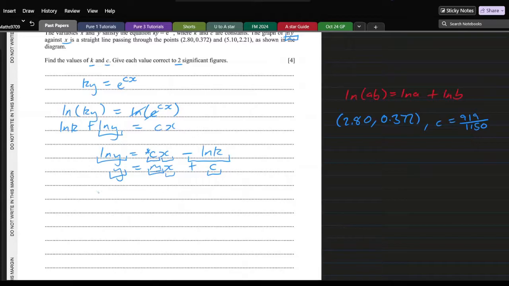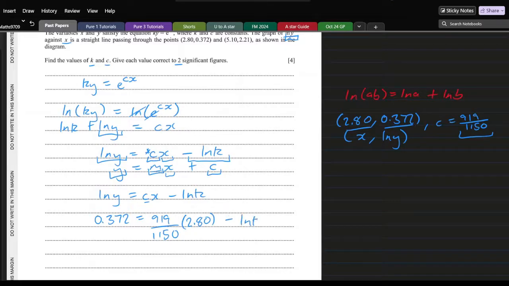Alright, so we can substitute. The equation that we have here is ln y is equal to cx minus ln k. So our graph, as we said earlier, is ln y against x. So it means that our coordinates are of the form x, ln y, right? So take note of that when you're substituting. So ln y is going to be substituted by 0.372, and this is equal to c. Our c is 919 over 1150, and then our x is 2.80, and this is minus ln k.